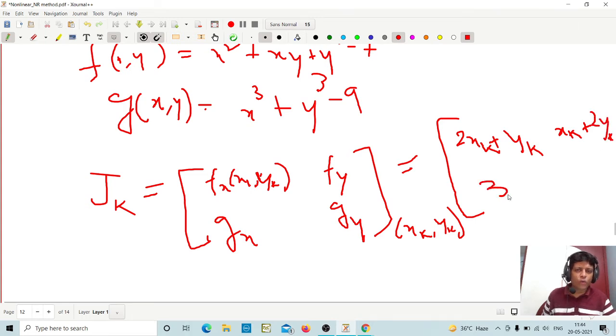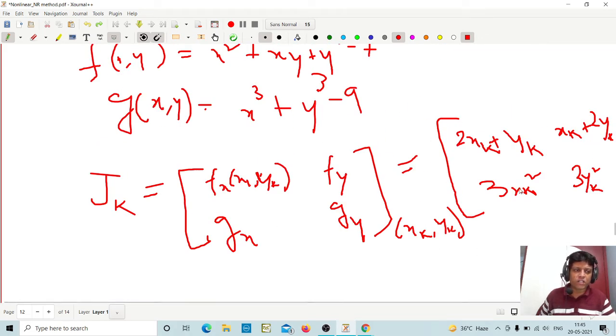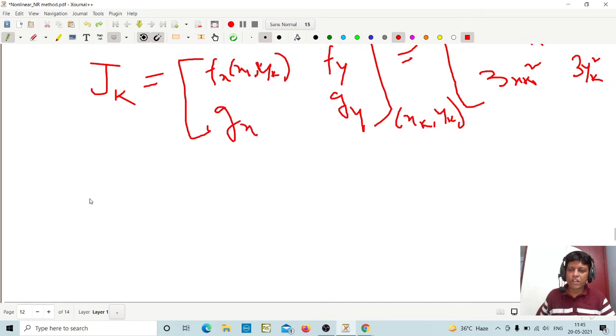And second row will be 3xk square, 3yk square, right? So this is the matrix. Okay, this is the matrix. So let me find out Jk inverse. Once you get the matrix, you can find out Jk inverse of this matrix.